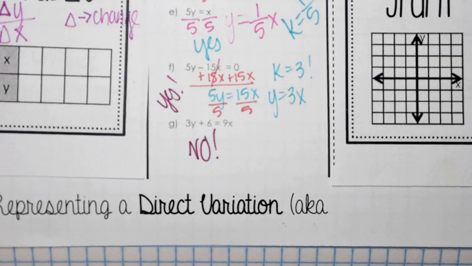For F, have you seen when I kind of did it different? Were you divided by 5? Yes, you can do that. But I wanted you to get y by itself. So you have to move the x first and then divide.